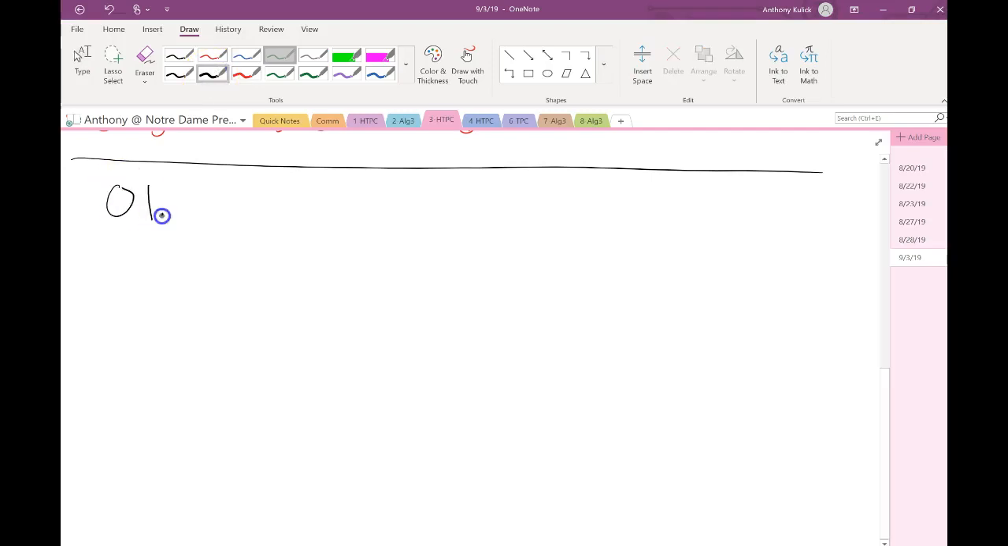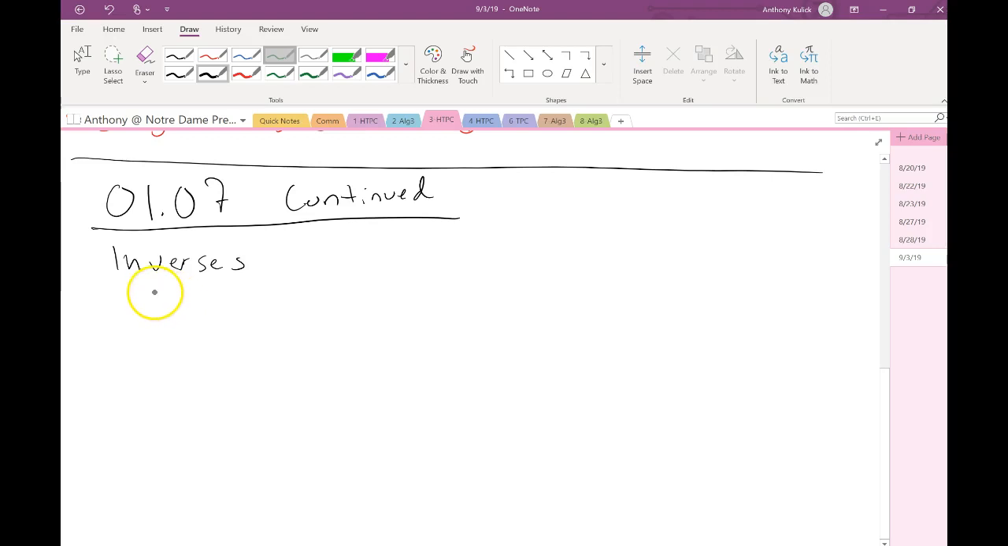So we're going to continue on in this section 7 today. So we had been talking about inverses. And specifically what we had been talking about is how to predict if a function's inverse will be a function.